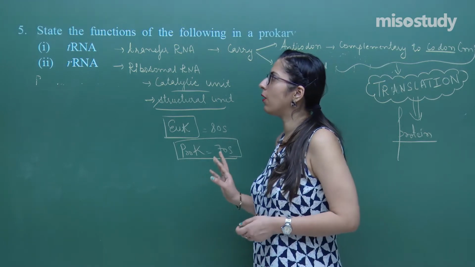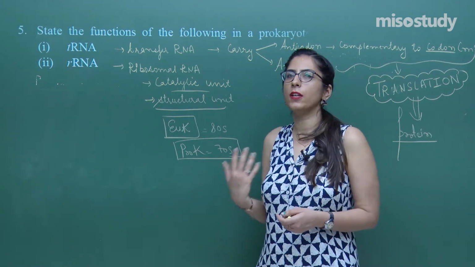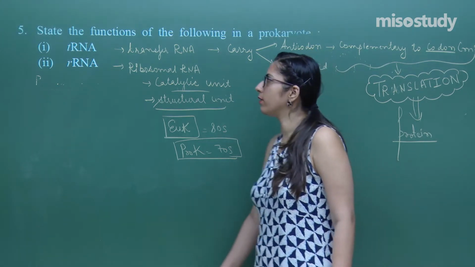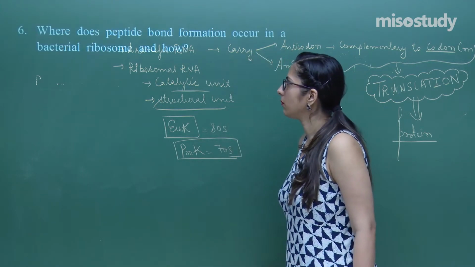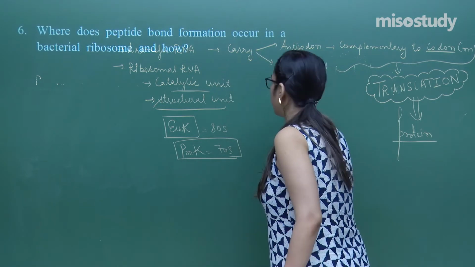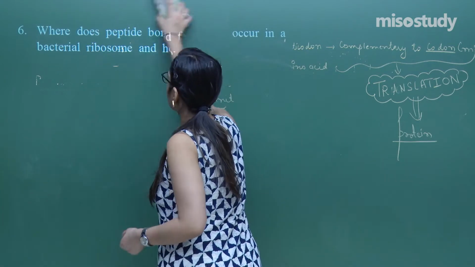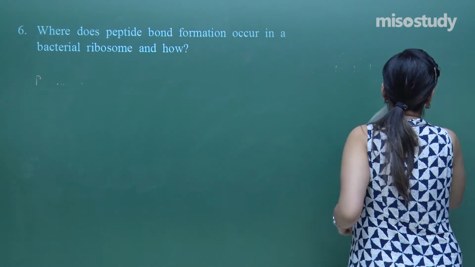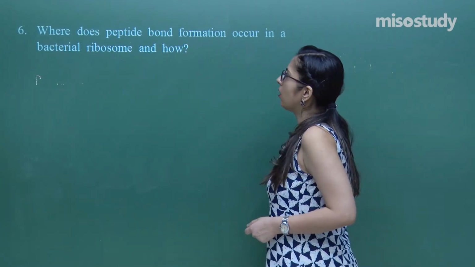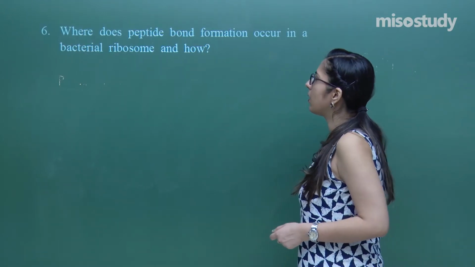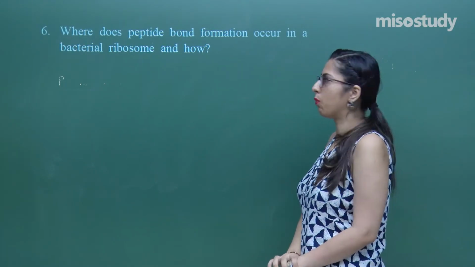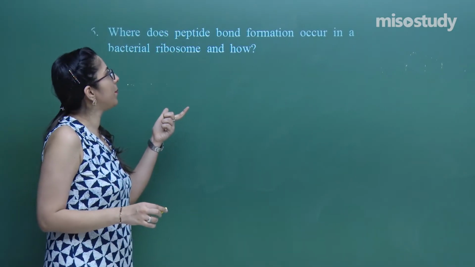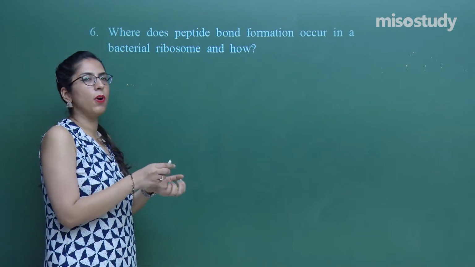So we have discussed question number 5 regarding the functions of tRNA and rRNA. Now let's move to the next question, that is question number 6. Where does peptide bond formation occur in a bacterial ribosome and how? That means they are talking about a peptide bond. How is this peptide bond formed?